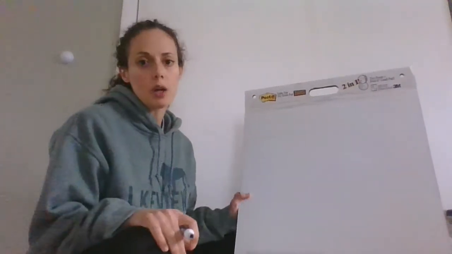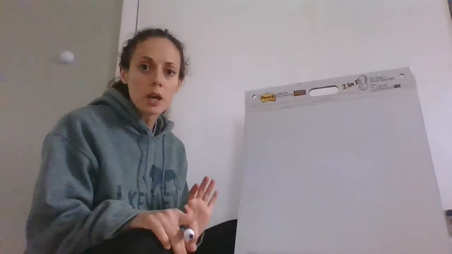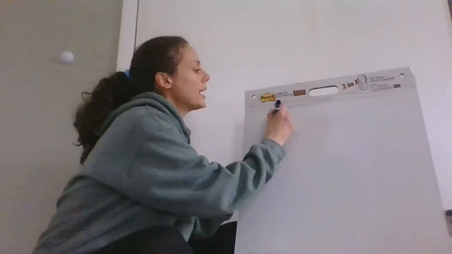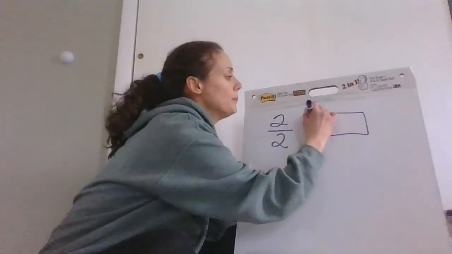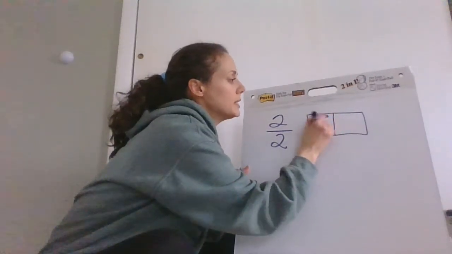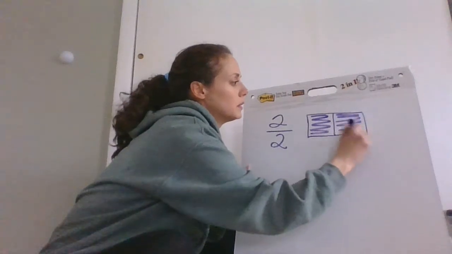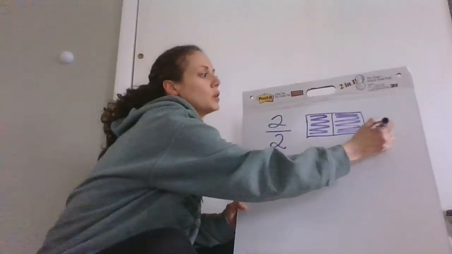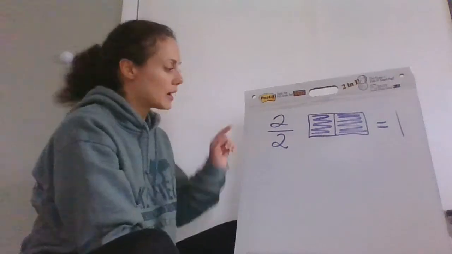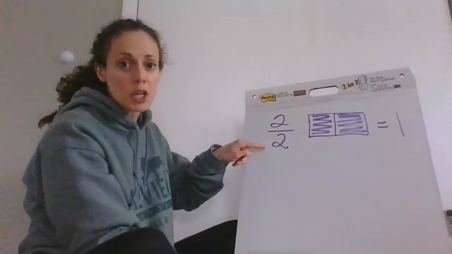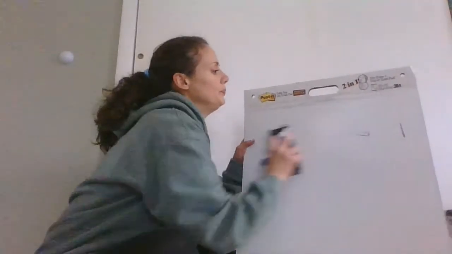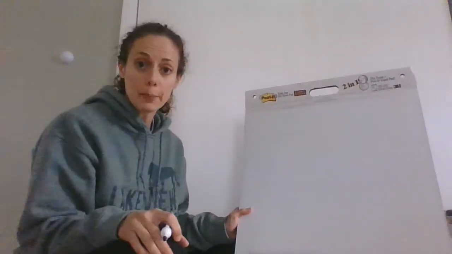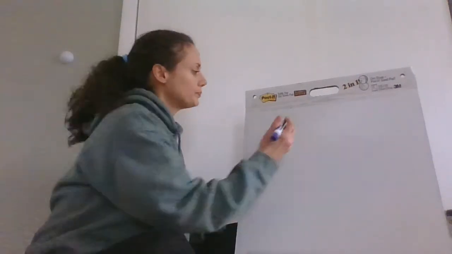So if we recall, fractions show part of a whole, right? So if I have something that's cut into two equal parts and two of them are represented, it shows one whole, right? We talked about when the numerator and denominator match, it shows one whole. In mixed numbers, we have a whole number and a fraction.